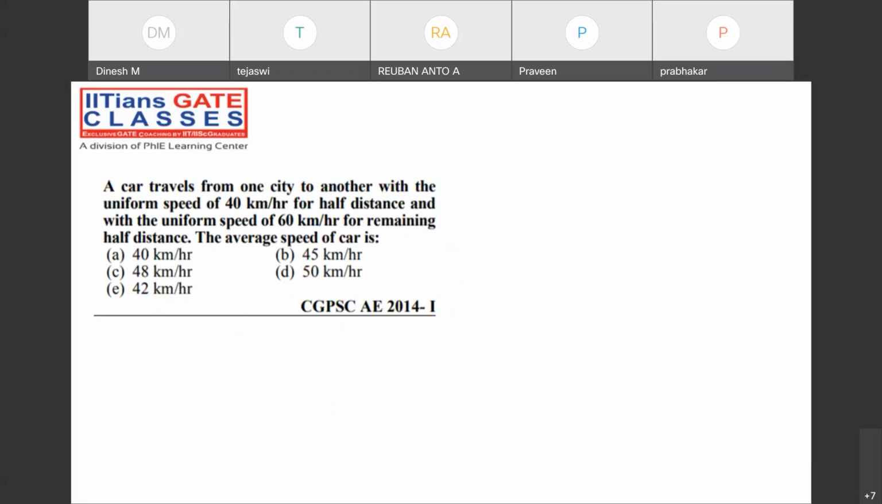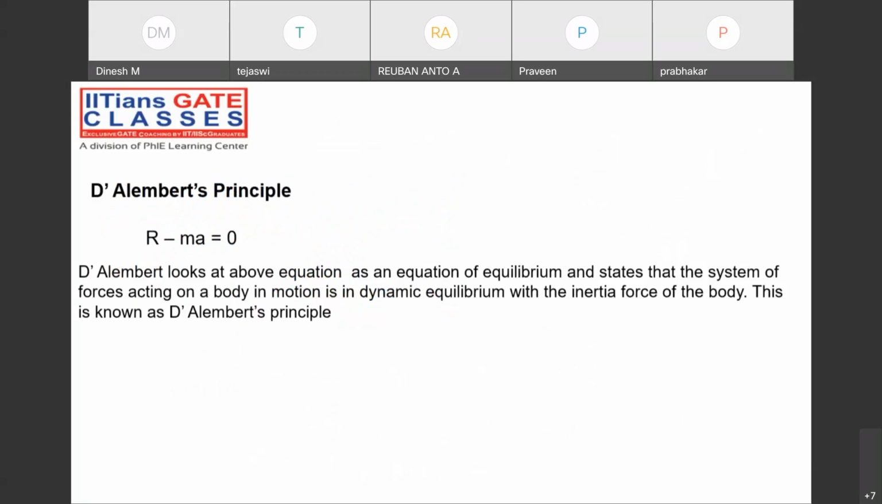Now, remaining problem you can solve. Now try to come back to its D'Alembert principle. Note down, we are talking about the kinetics.